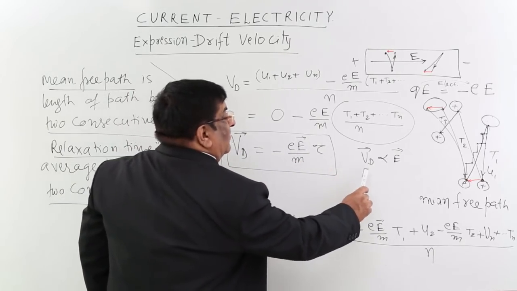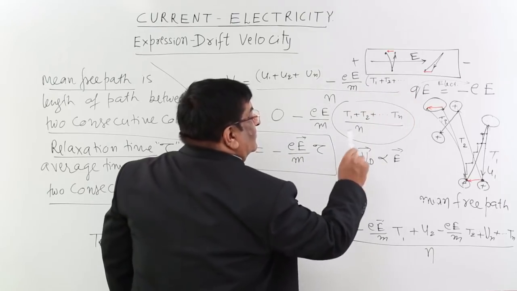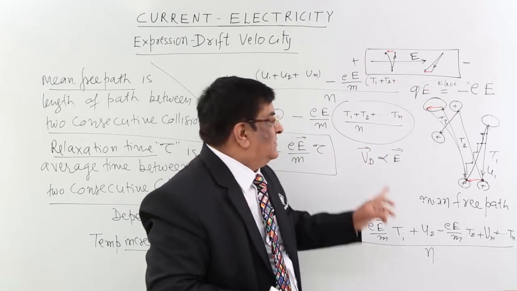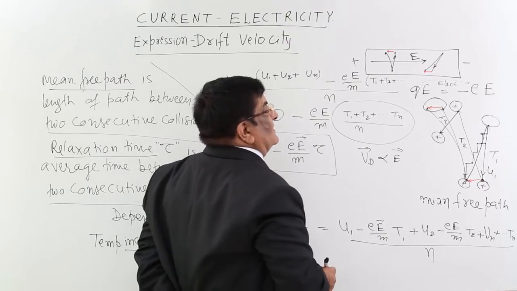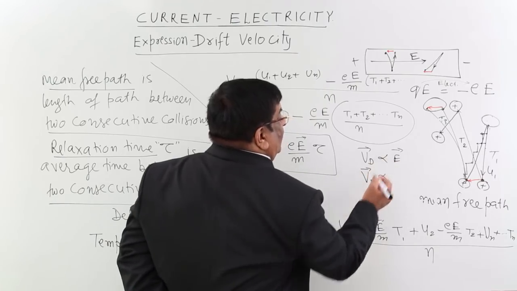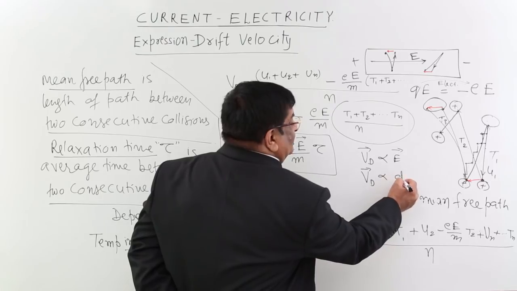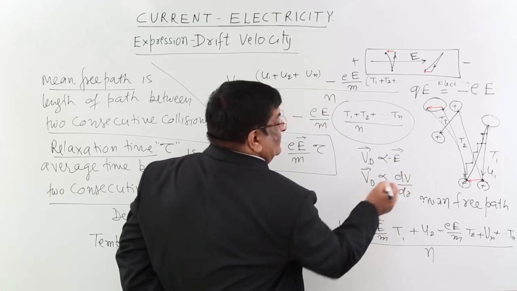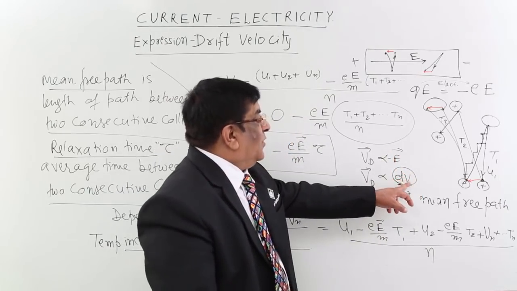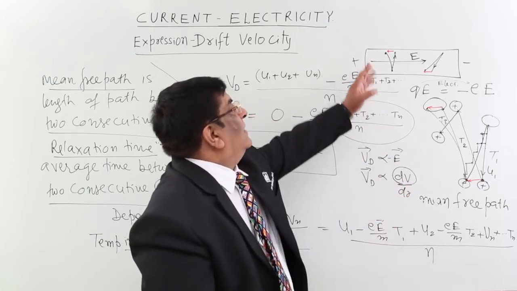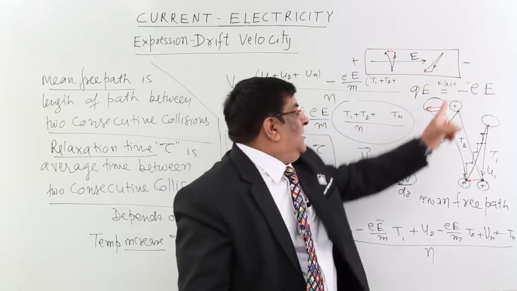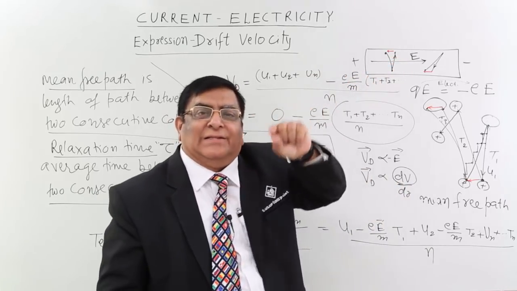And what is the variable? The electric field. The more the electric field, the more the drift velocity. How do we create an electric field? We apply a potential difference. Potential difference is E times d. So we can write drift velocity is proportional to dV by dr, that is, the potential difference. If we keep the length of the conductor constant, then the more the voltage, the more the drift velocity.